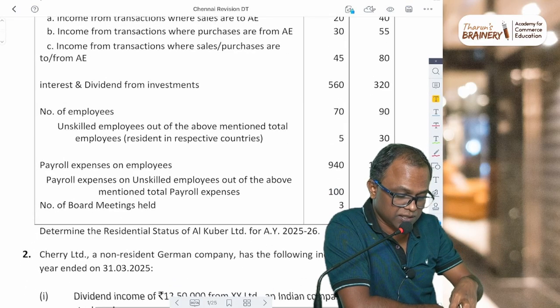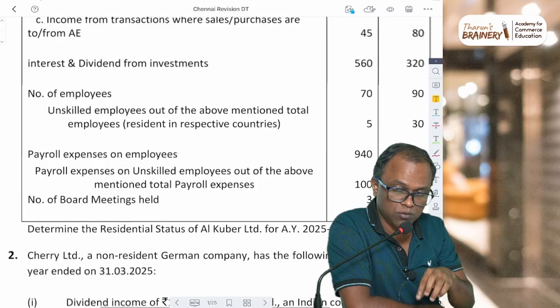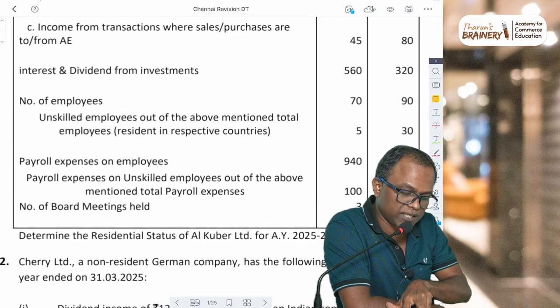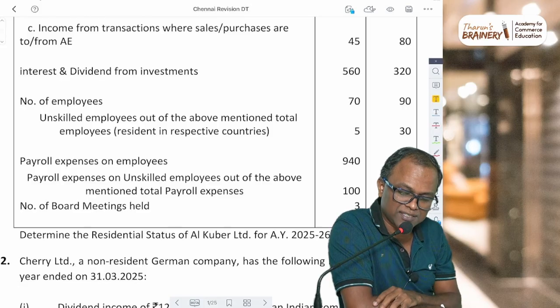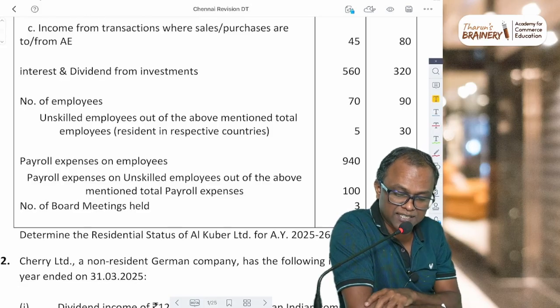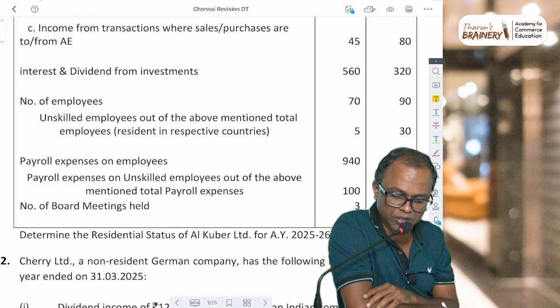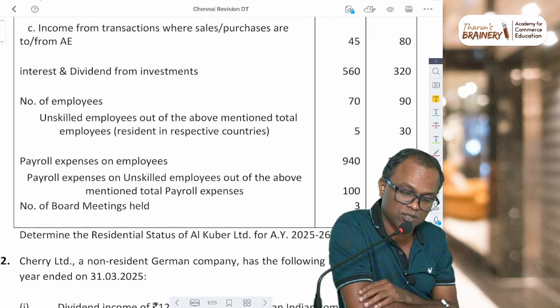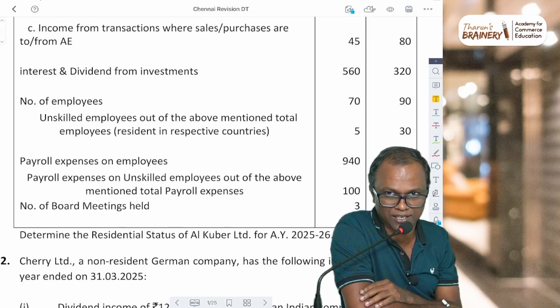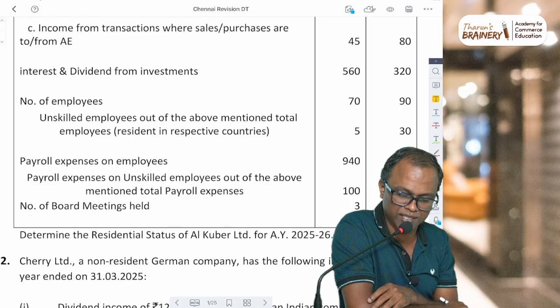The question is determine the residential status of Al Kubar Limited. See, simply looking into the data, we can say that number of board meetings in India is 3, number of board meetings outside India is 4. So we can say that it is not. No, we cannot decide like that because first we should go to the ABOA test. If active business outside India test, all the 4 tests is satisfied, okay, then fine. We can go to find out the board meeting route.